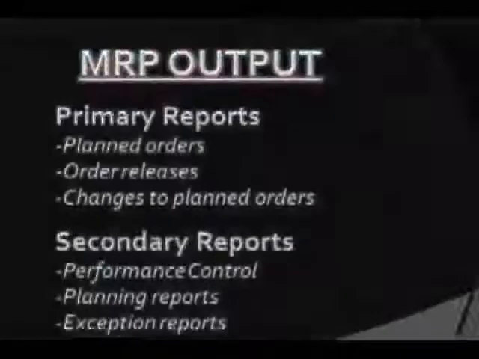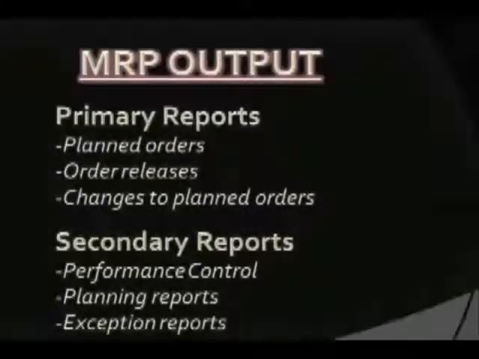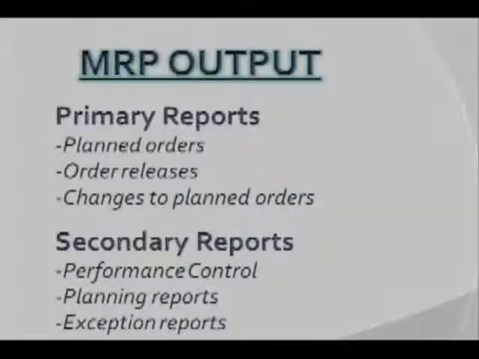Then the last phase of this system is the MRP outputs, which consists of primary and secondary reports. Primary reports are about production and inventory planning control. It includes the planned orders, order releases, and changes to planned orders. It is all about the schedule, authorization of the execution of planned orders, and revisions of due dates and quantities.